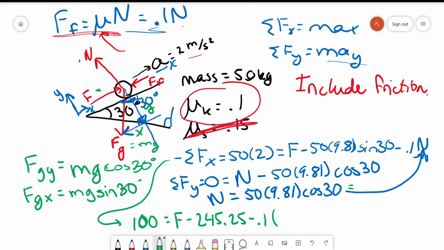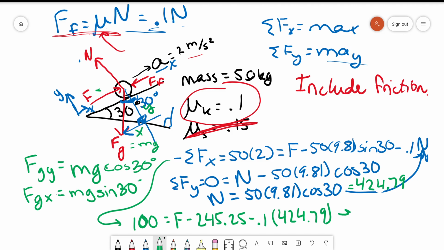I find it easier to work with numbers instead of variables, and that's really up to you. So when you're doing a problem like this, in the homework or just to practice, you don't have to find the numbers and then solve for the variables. You can leave everything in variable form and then plug in numbers at the end. That's up to you. I just prefer it the other way. So 424.79. Okay, cool.